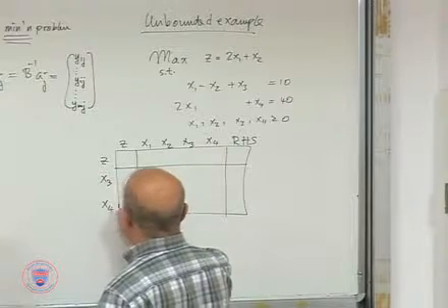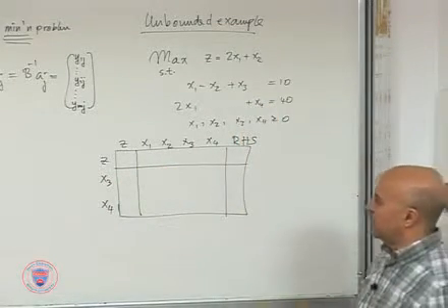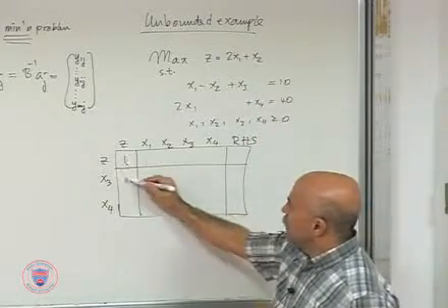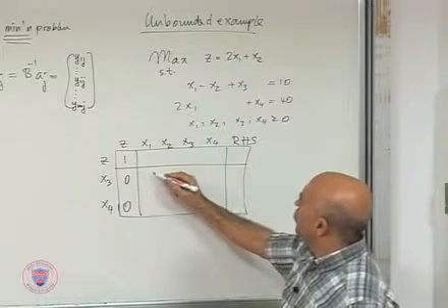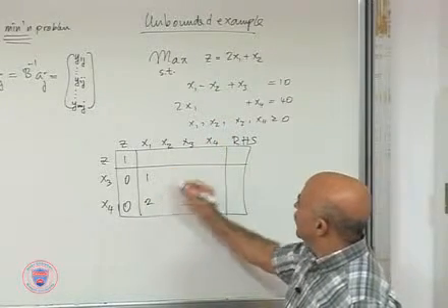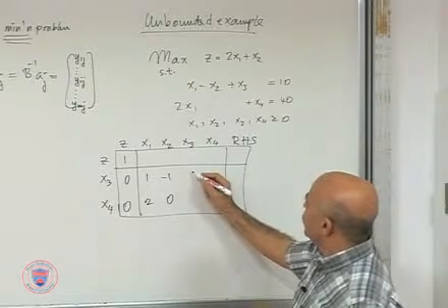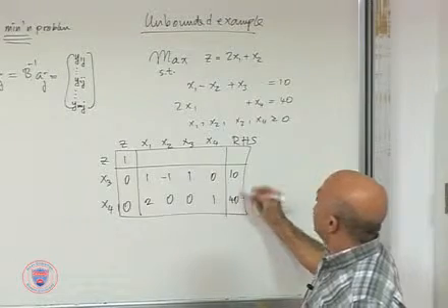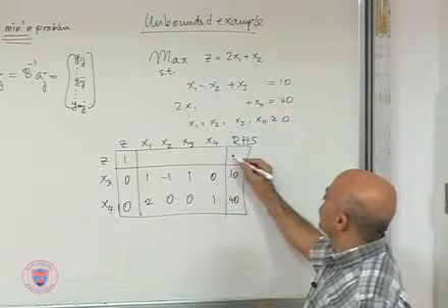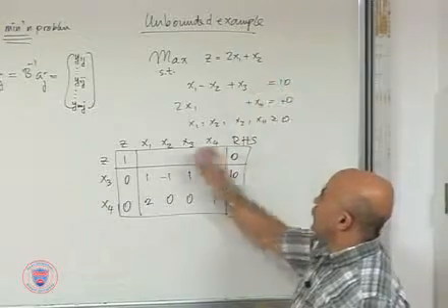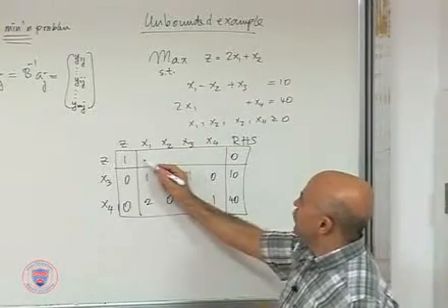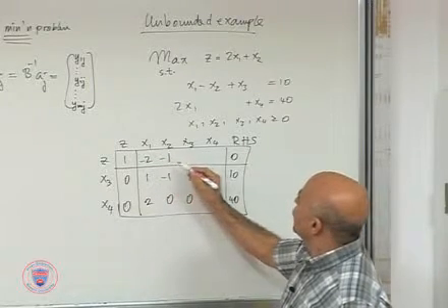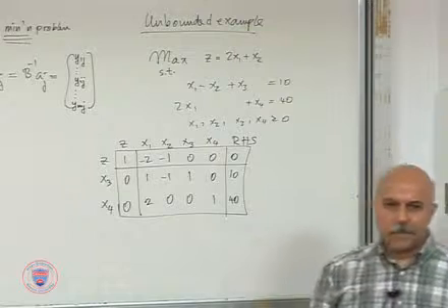Again, I'm choosing x3 and x4 as my initial basic variables. The identity matrix is my initial basis. So we have simply the original problem coefficients in the tableau. And the row 0 equation is, well, it's simply the negative of what you have in the objective function. That's it.